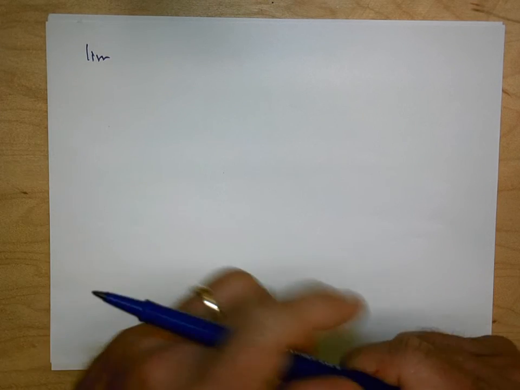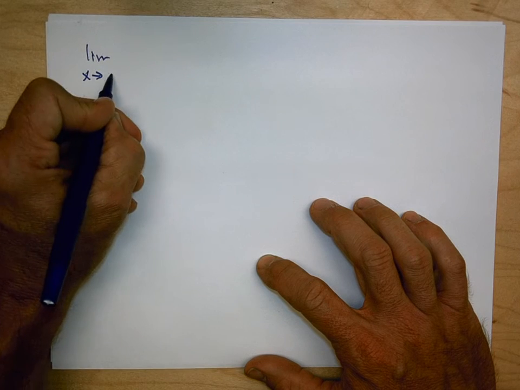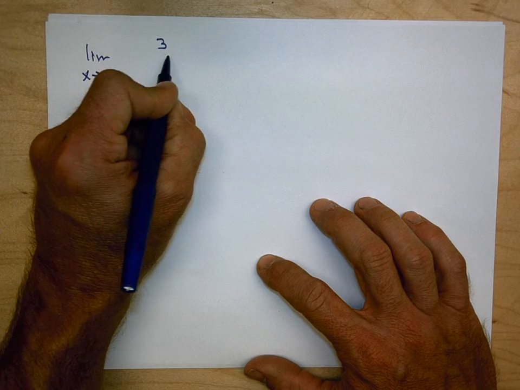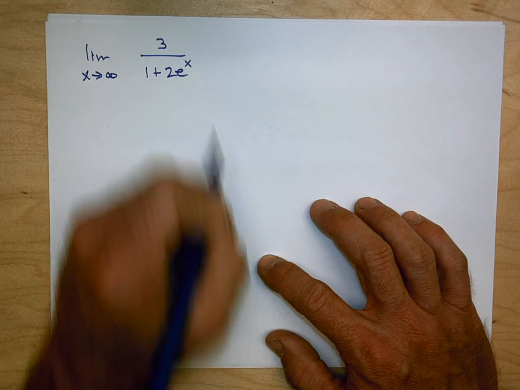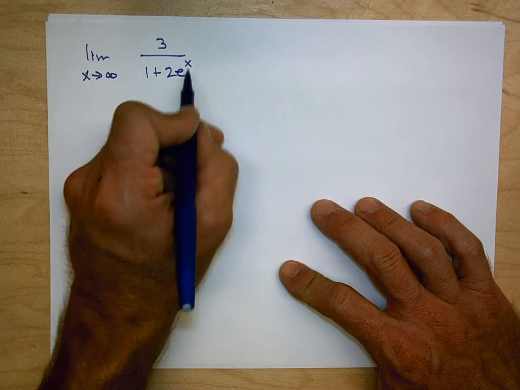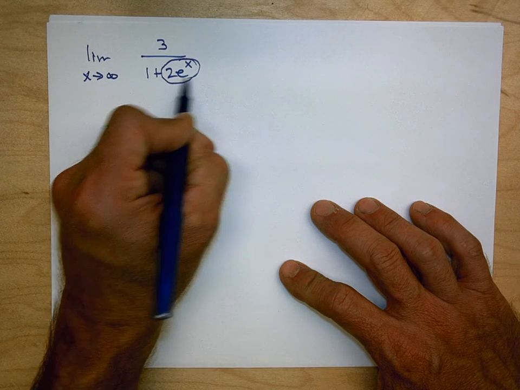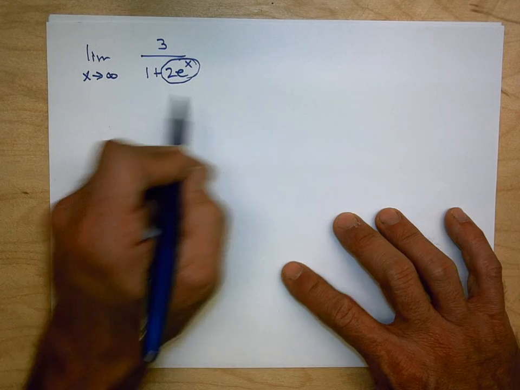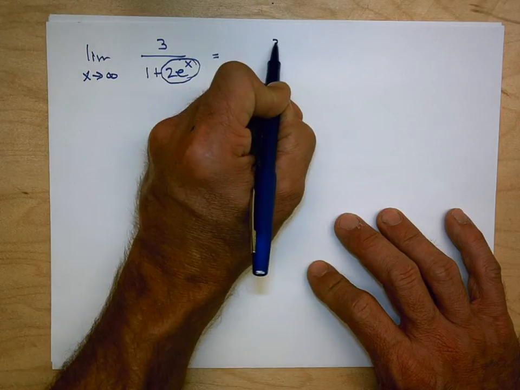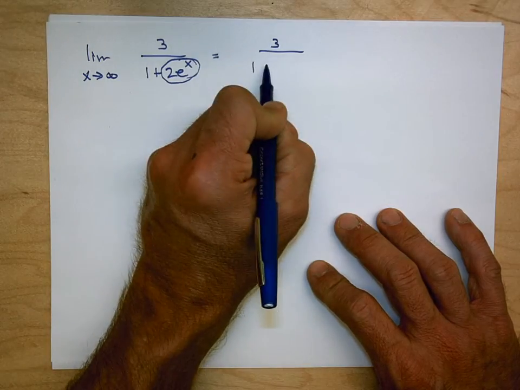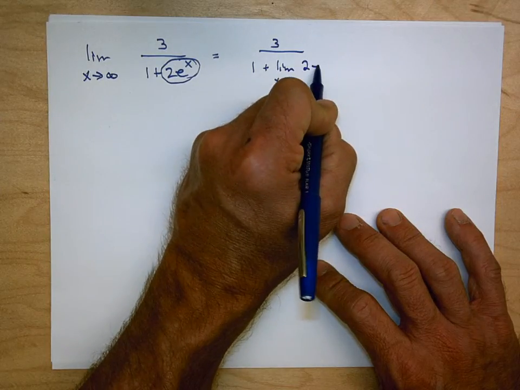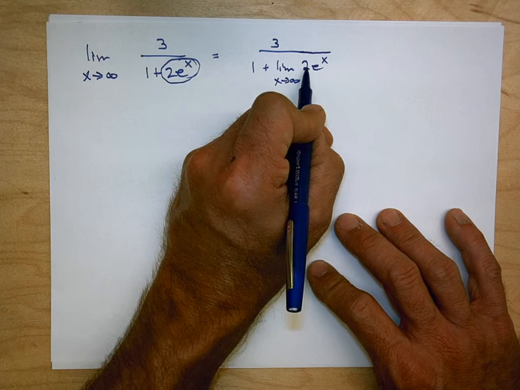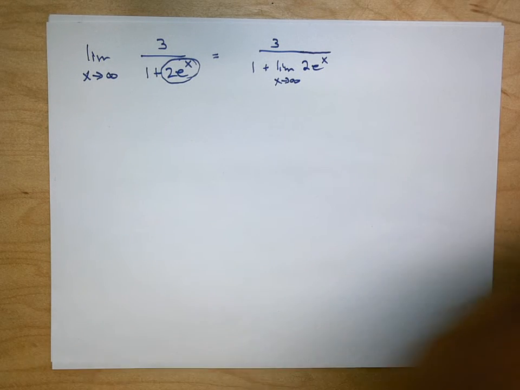So it's the limit as x goes to infinity of 3 over 1 plus 2 e to the x. Well, the only thing that's going to change as x goes to infinity is this term right here, right? The 3 and the 1 stay the same. So we can rewrite this as 3 over 1 plus the limit as x goes to infinity of 2 e to the x. All right, now we could bring that 2 out front, and then we can just refer back to what we were just looking at, right?